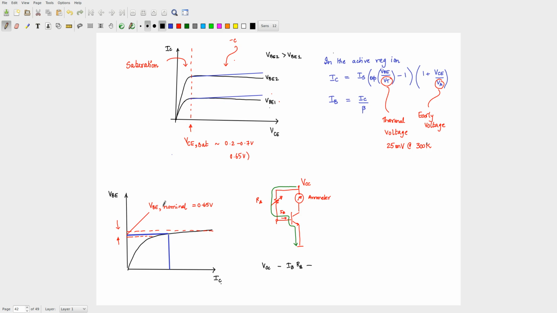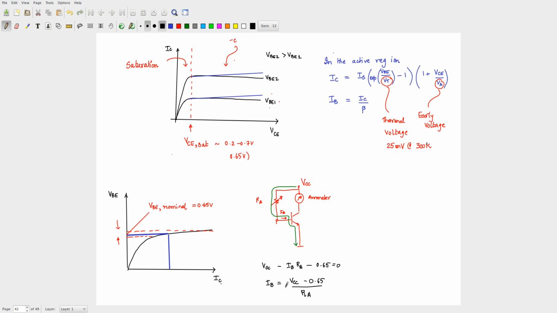Once the device is on, the VBE nominal is about 0.65, so this roughly relates your, so you can get IB as VCC minus 0.65 by RB or RA, right, the way we have drawn it, it is RA.